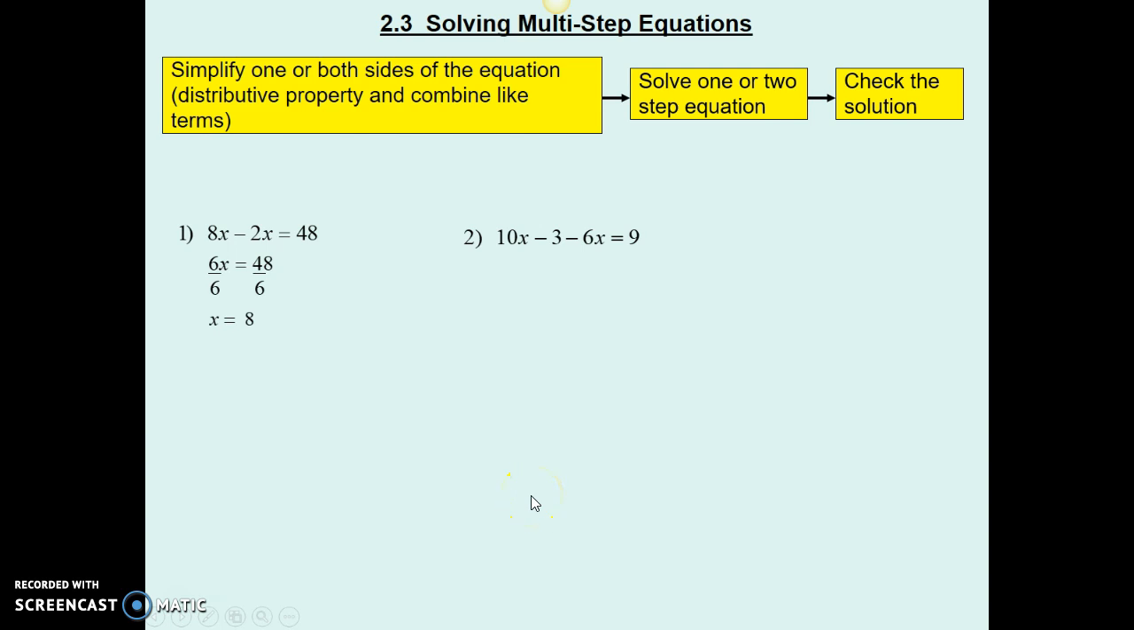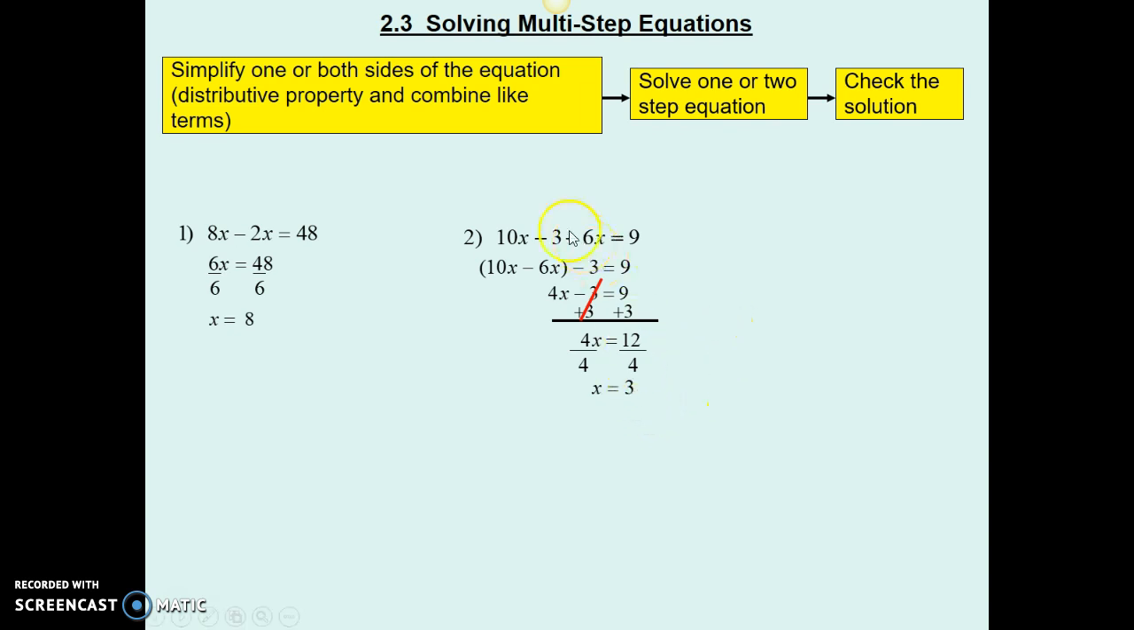All right, here's our next example. Now here I see I have like terms again, so I need to perform 10x minus 6x to combine those like terms. That's going to give me 4x minus 3 equals 9. Next, I'll add the 3 to both sides, giving me 4x equals 12. Then I'll divide by 4, leaving me with x equals 3.